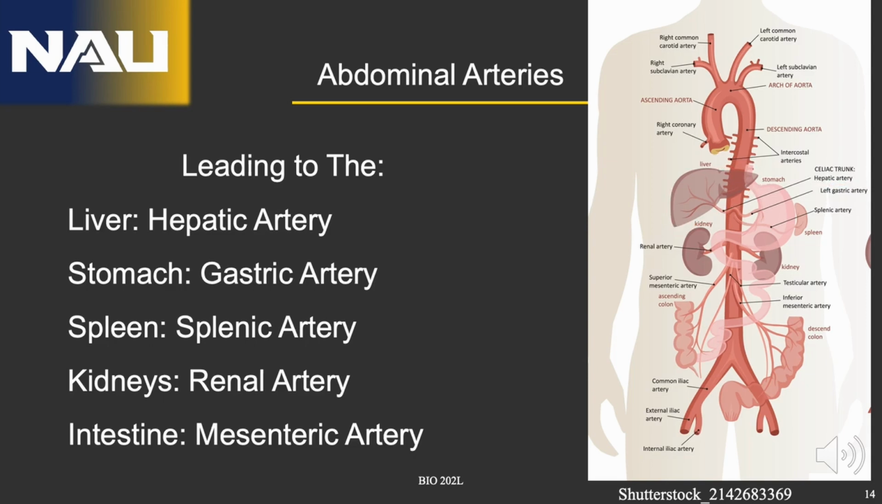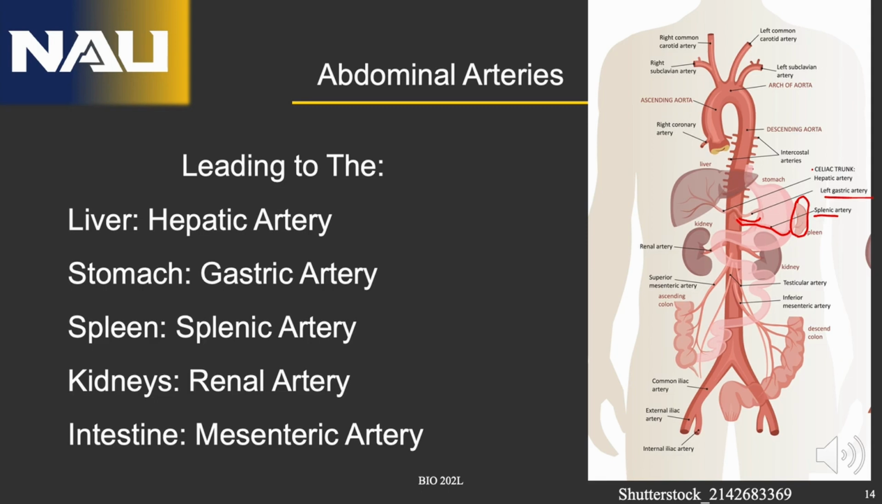Next, we have the gastric artery. This artery supplies blood to the stomach. Specifically, the left gastric artery is a branch of the celiac trunk, and it runs along the lesser curvature of the stomach. The splenic artery is another important vessel. It supplies blood to the spleen and also gives off branches to the pancreas and stomach. It originates from the celiac trunk as well.